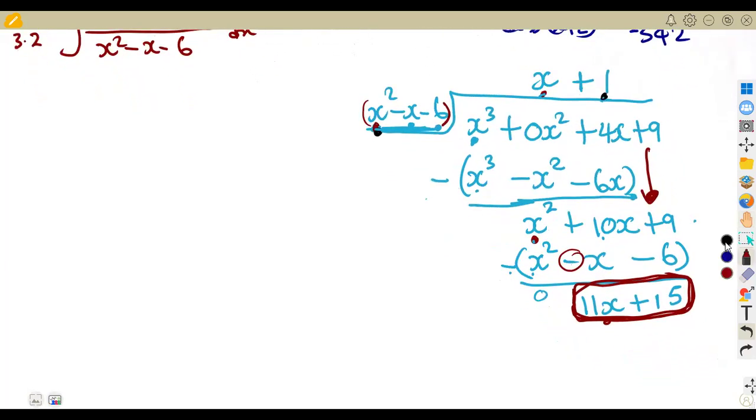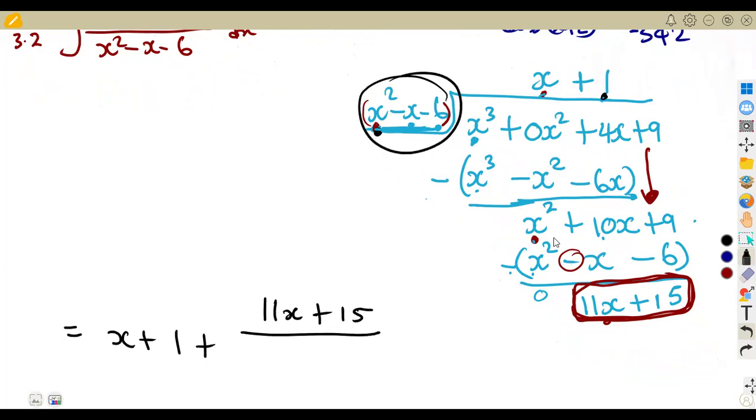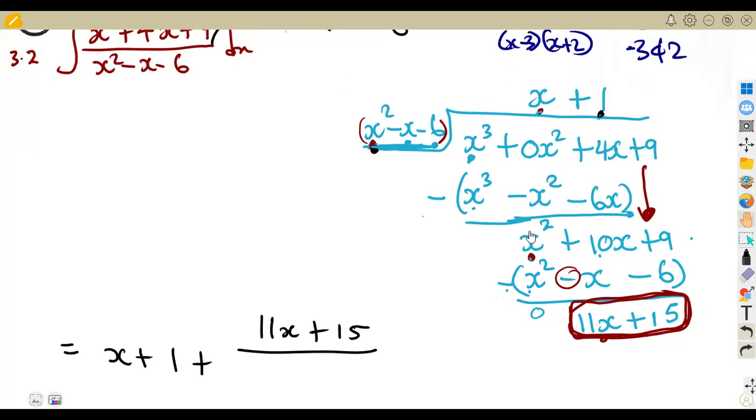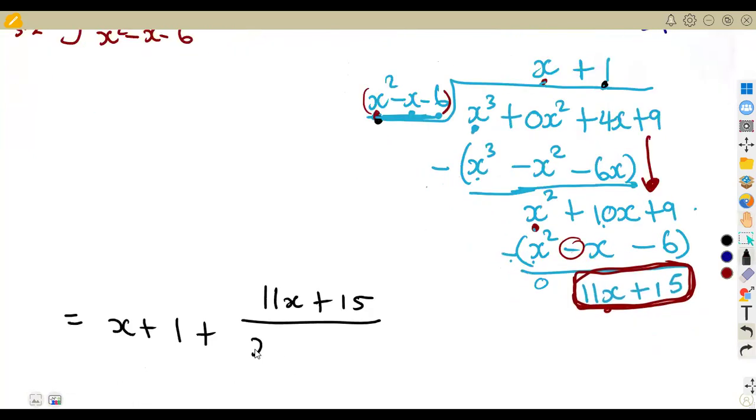Remember, after you have divided, you're going to write the exact term, which is x plus 1 plus the remainder. So you're going to take the remainder, which is 11x plus 15 over what we were dividing by: x squared minus x minus 6. Let me just write it so that I do not confuse.